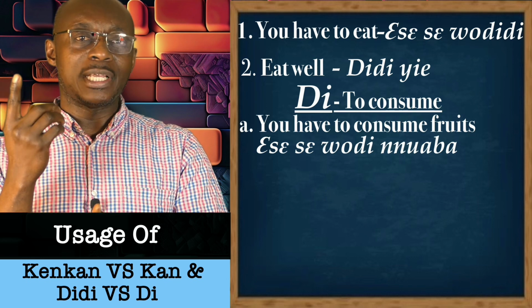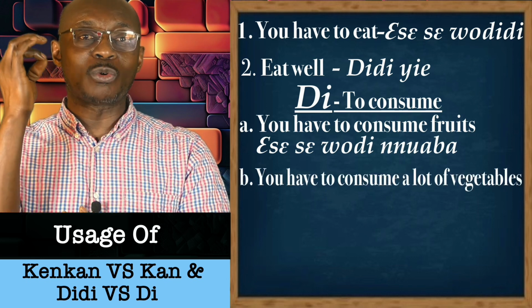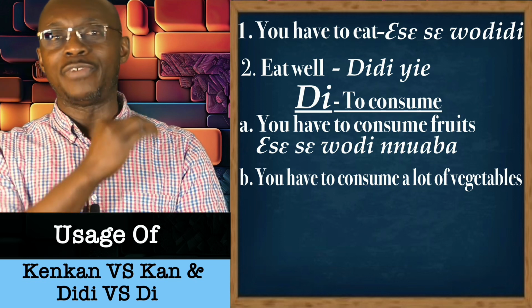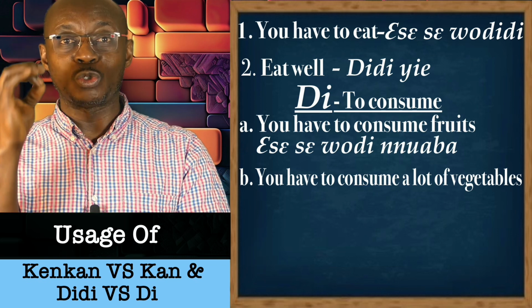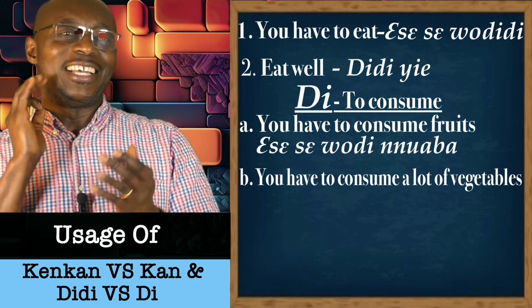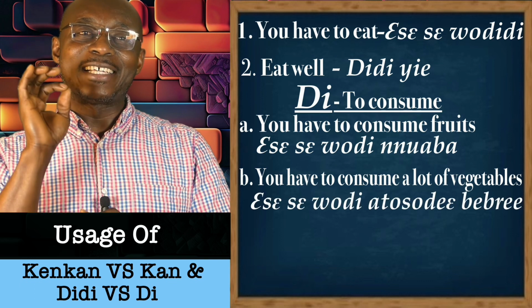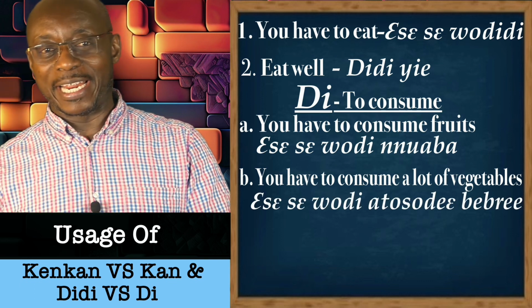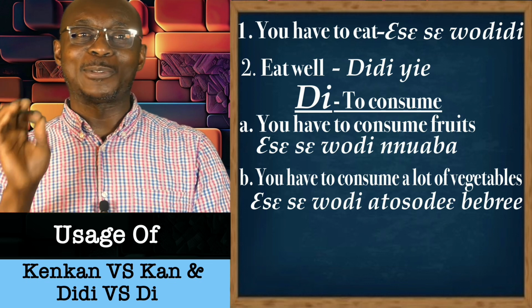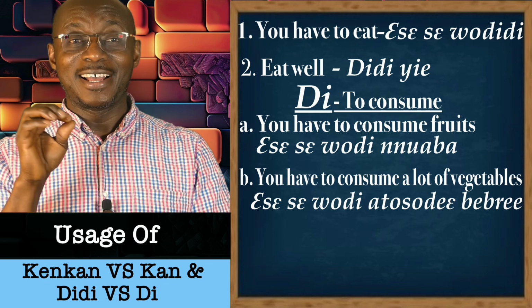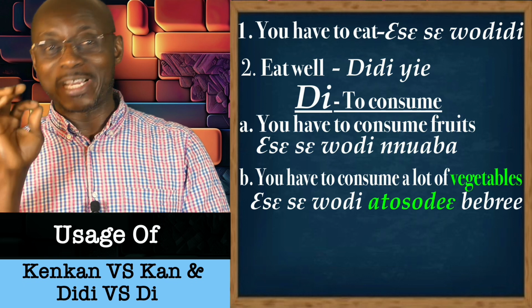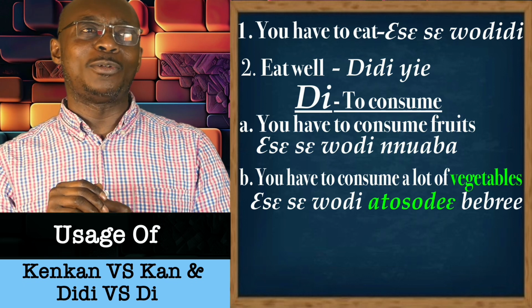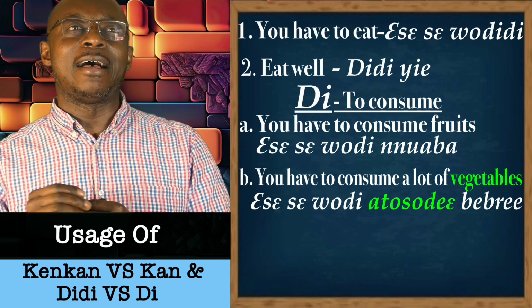And he can also say, you have to eat or you have to consume a lot of vegetables. In Twi, he will say, esese wudi atosodie bebree. Atosodie refers to vegetables. Why do we call it atosodie?